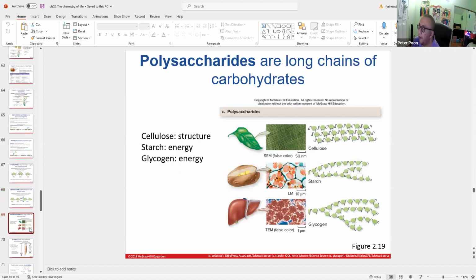Polysaccharides are very long chains of carbohydrates, and we either use them for structure, like cellulose and chitin, or for medium-term energy storage. So not quite as much energy storage as fat, but more efficient than sugar. These are glycogen and starch. Glycogen is used in animals, starch is used in plants.